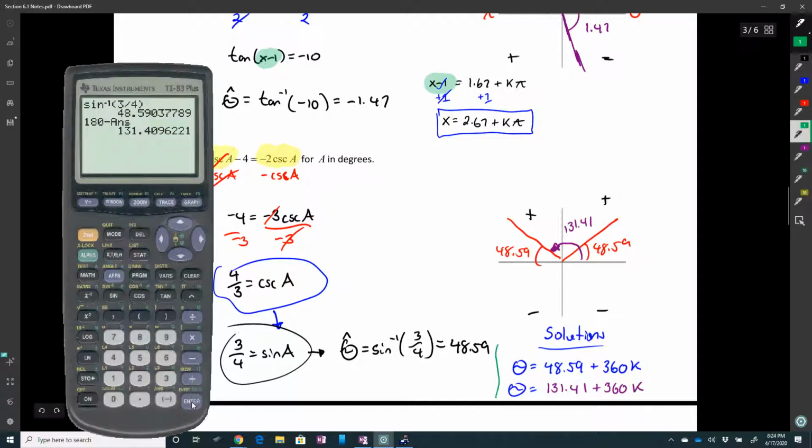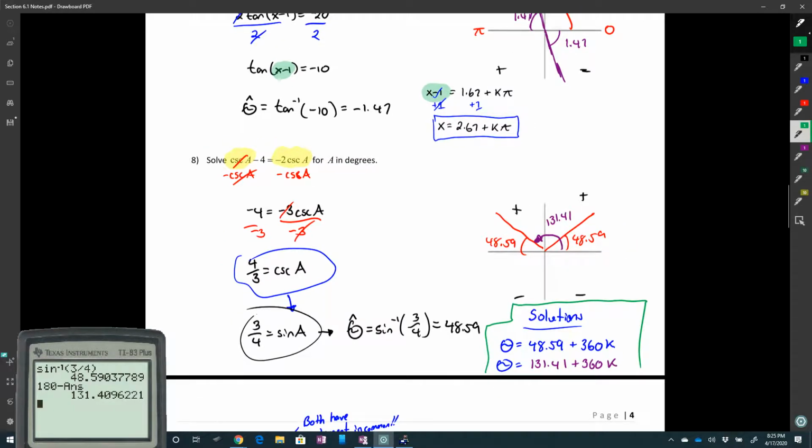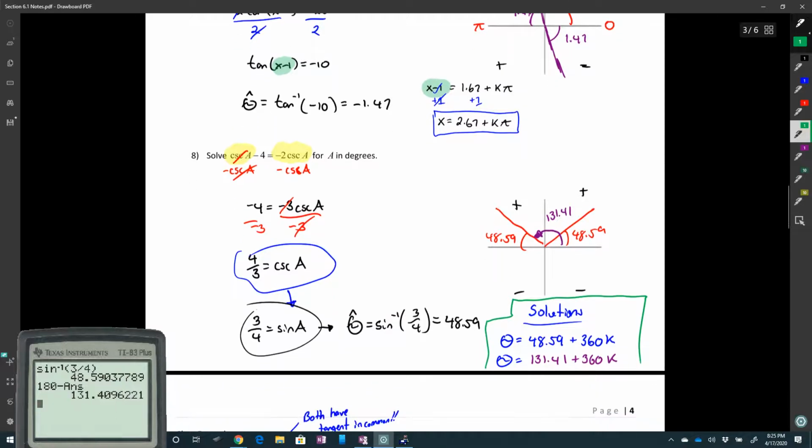So hopefully these are getting a little easier. But this is a skill that you need to know how to do, because you will run across these equations when you get to trig. Not trig, sorry, when you get to calculus. All right.